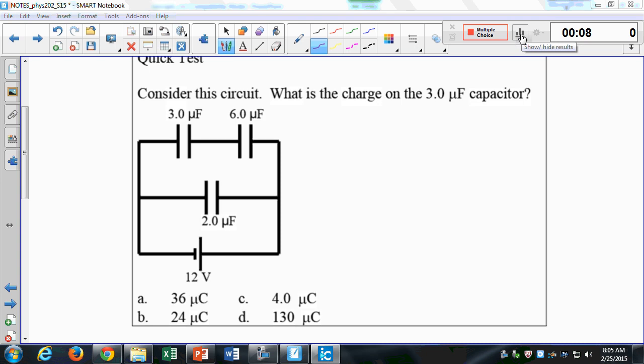You might be able to just look at it and figure out what the answer is, or you might have to figure out what is the equivalent capacitance, find out the charge on the equivalent capacitance, and then find out the, and then that would be your answer, actually.